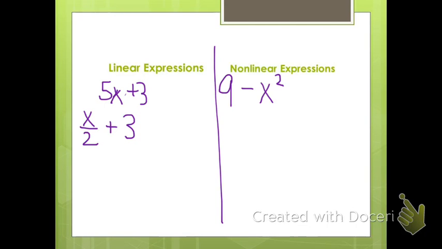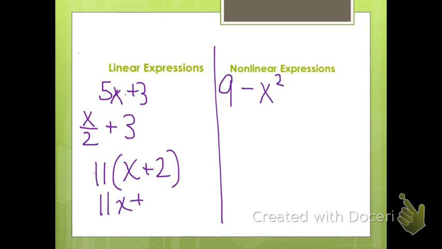How about this one? 11 times x plus 2. Linear or nonlinear? Okay, it is linear. So it goes down here. So that is linear. Why? Because the power on the variable is 1. And we could rewrite this as 11x plus 22, right? So then you can see more clearly that it's a linear form.